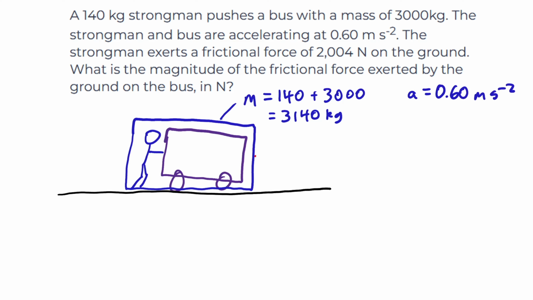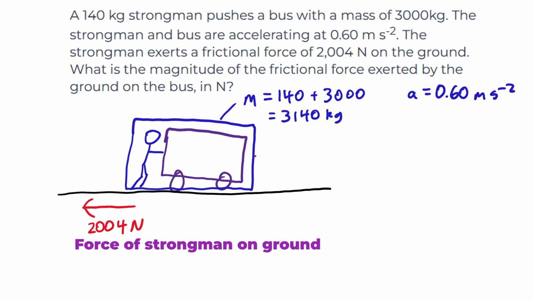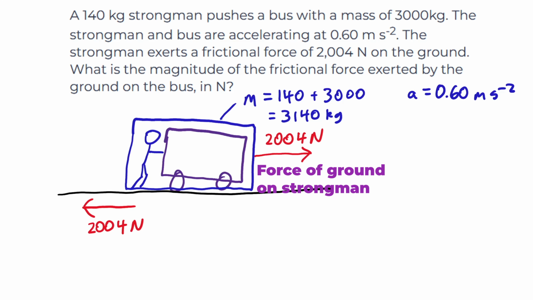Now let's draw the force vectors acting on this object. We have been told that the strongman is exerting a frictional force of 2004 newtons on the ground, and this will be directed to the left. Frictional forces act parallel to the surfaces of contact, so it will be horizontal. The ground will exert an equal and opposite force on the strongman, so there will be a 2004 newton horizontal force to the right on the object. Let's call this force 1.